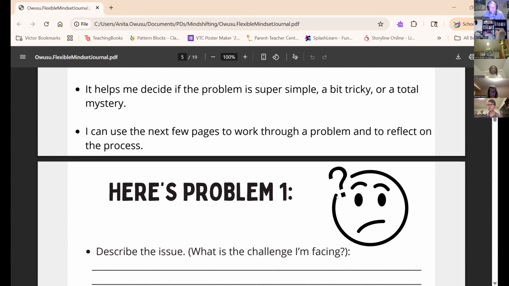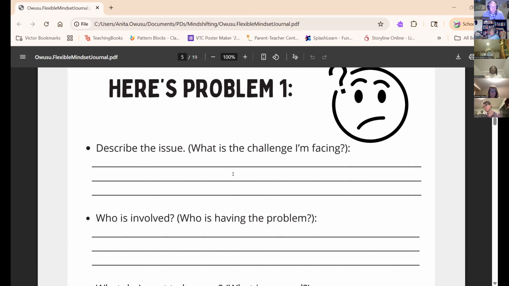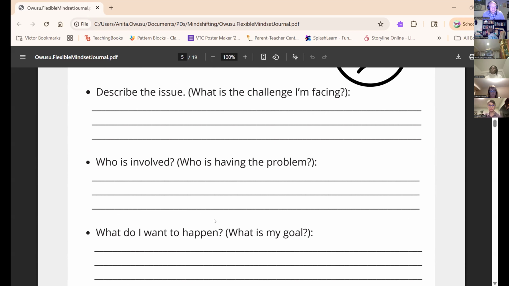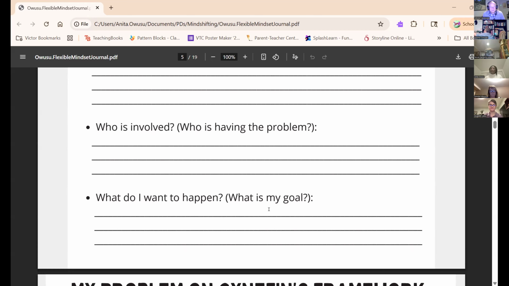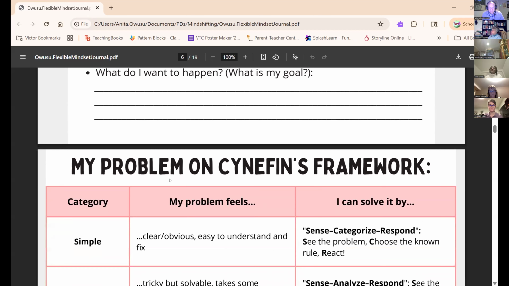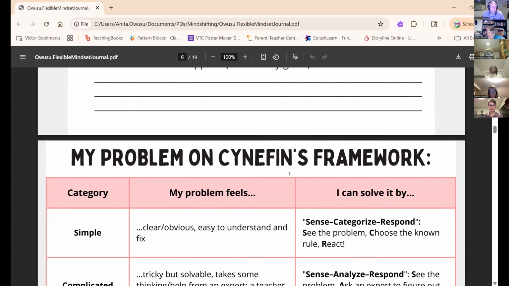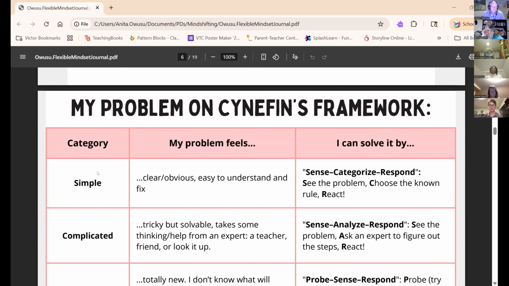So here's problem one. Describe the issue. I just use this to kind of offload what you have now before we go into actually problem solving. Who's involved or who's having the problem? What do I want to happen, or what's my goal? And then now my problem on Kinevan's framework. So I put it simple: what your problem feels like, clear, obvious, and then how you can solve it, and then broke down those 3 steps.